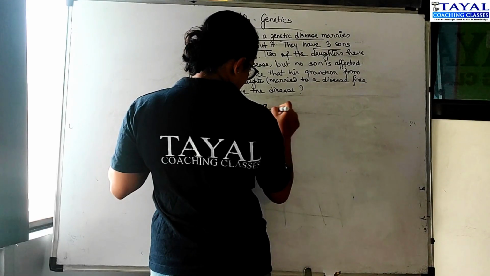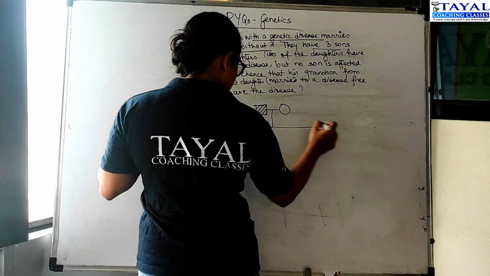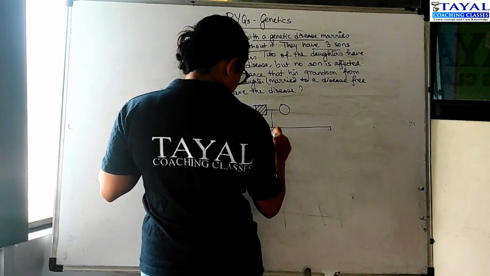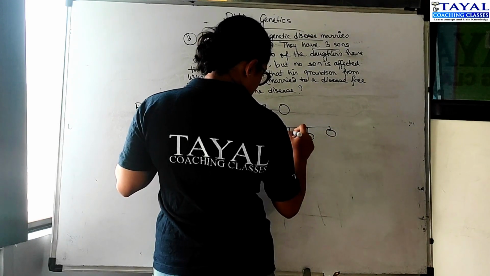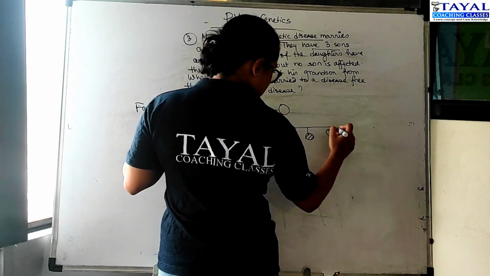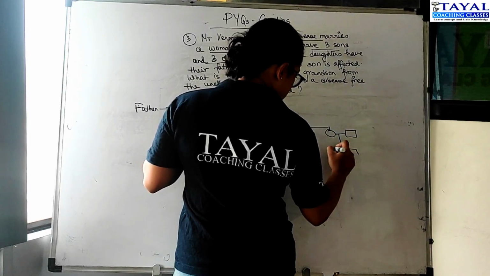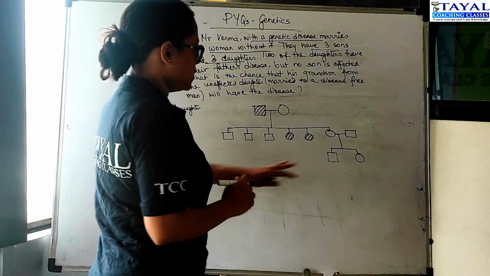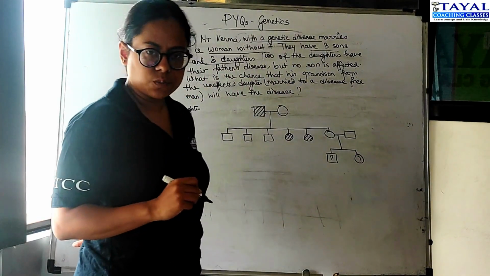diseased, marries a normal female, has 3 sons, 3 daughters, 2 of them diseased. The unaffected daughter marries a normal man. What are the chances that their son may or may not get the disease? We don't know this. So this is our question point.